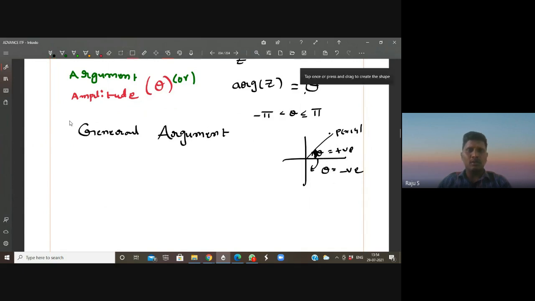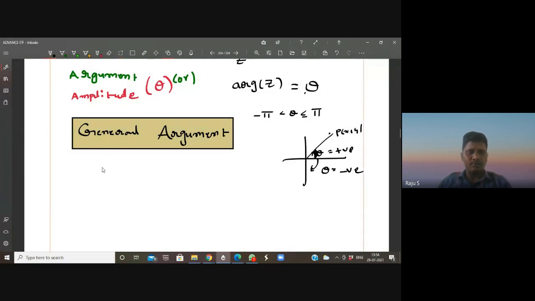General argument. What about theta? Generally we can take a principal argument, but theta can be represented as 2k pi plus theta. Theta is nothing but theta 1, or you can take it as alpha. What is alpha? Alpha is the principal argument. Then the general argument is given by adding 2k pi to the principal argument. That's all.